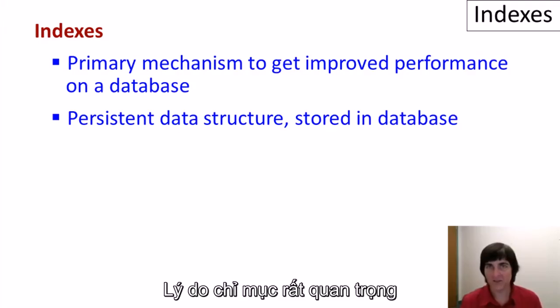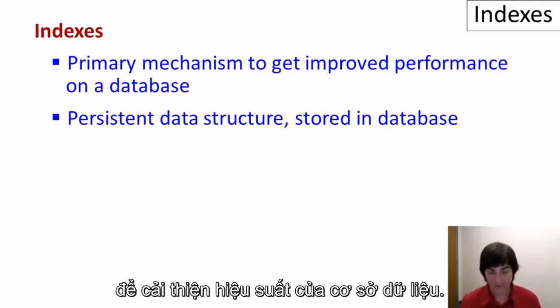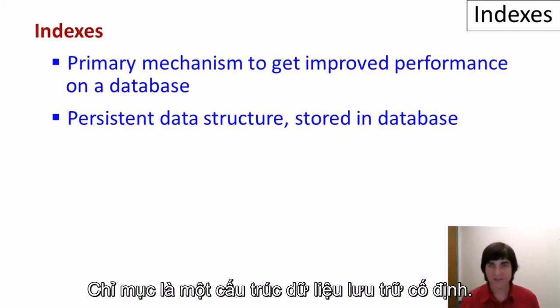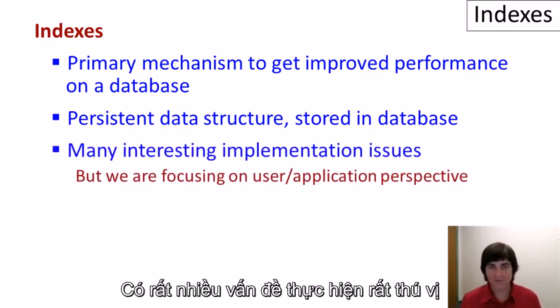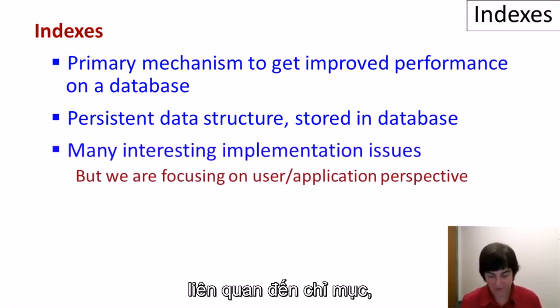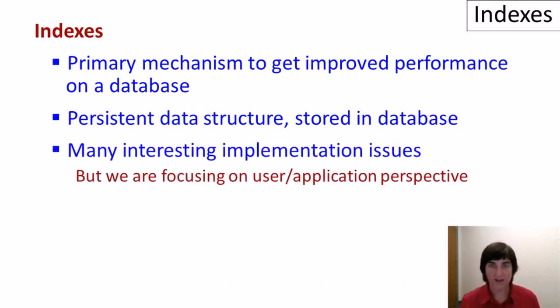The reason indexes are so important is that they are the primary way of getting improved performance out of a database. Indexes are a persistent data structure. They're stored together with the database itself. Now, there are many very interesting implementation issues in indexes, but in this video and in this course in general, we're focusing on the perspective of the user and application. So we'll talk about how applications will use indexes to speed up performance.